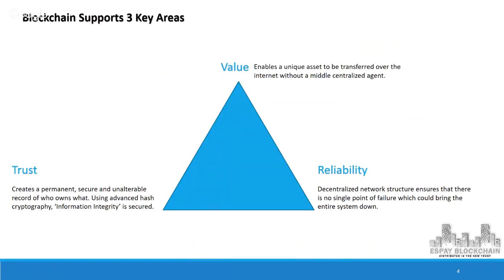It creates a permanent, secure, and unalterable record of who owns what. Whenever a value is stored, or any graphic or painting is sold over blockchain, the blockchain keeps a record of who was the previous owner and who is the next owner, and all this record is kept on all the nodes of that blockchain. Using advanced hash cryptography, information integrity is secured.